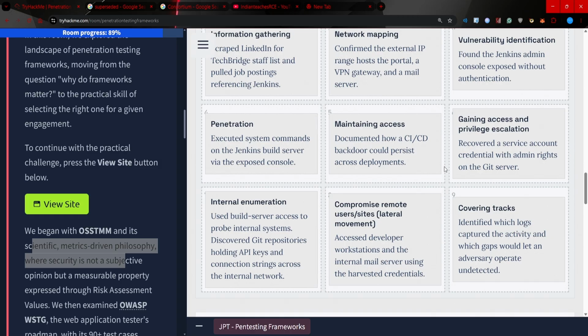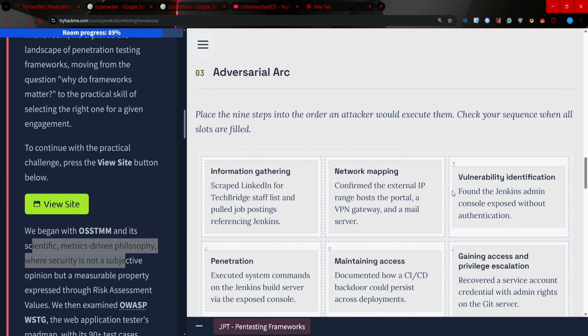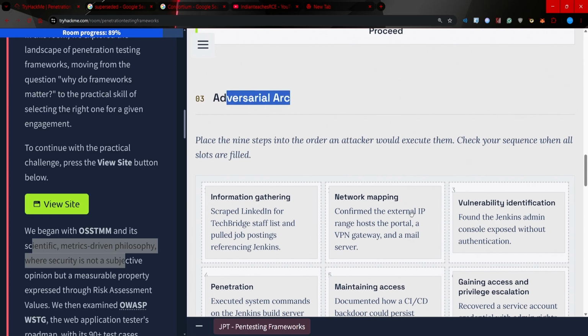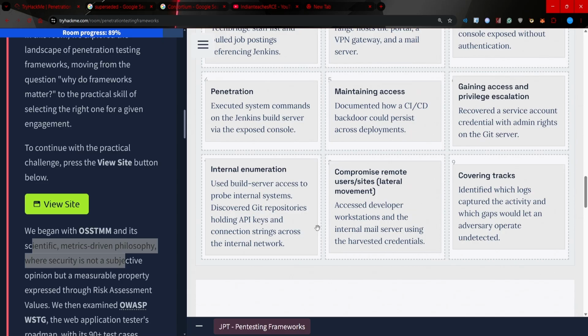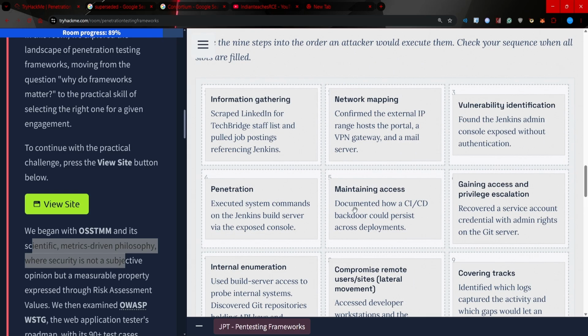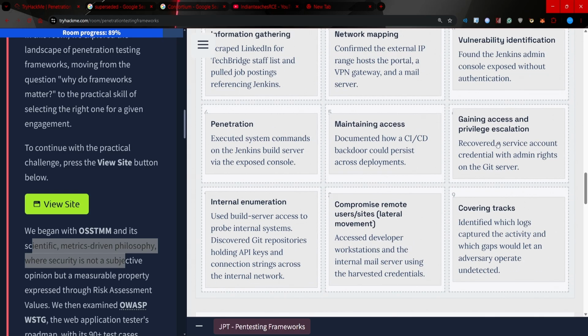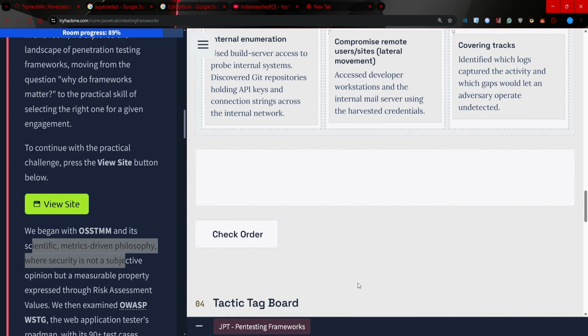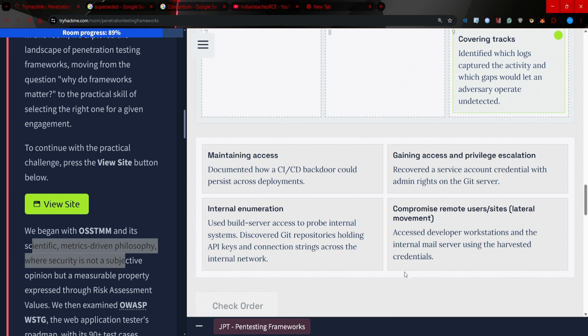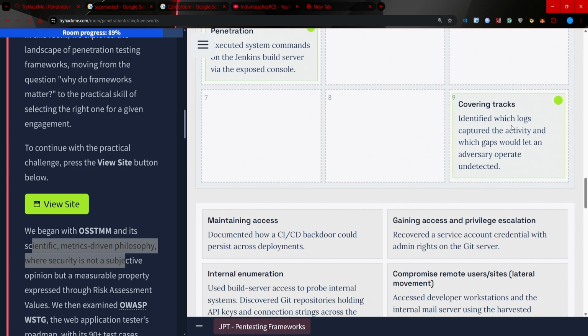But the issue is, this will probably be wrong in the eyes of TryHackMe, because what they would expect, I'm just guessing, is gaining access and privilege escalation before maintaining access. And after you have access, you would do internal enumeration. But I will check it. Exactly. It's wrong. That is the exact thing that is wrong.